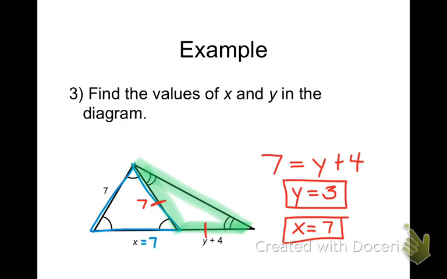How'd you get to 3? Just subtract the 4. Simple enough?